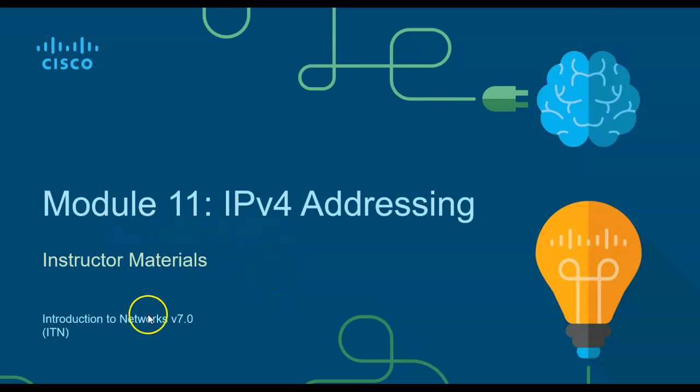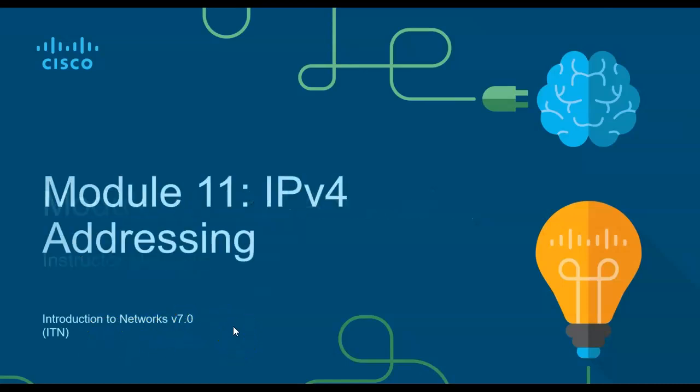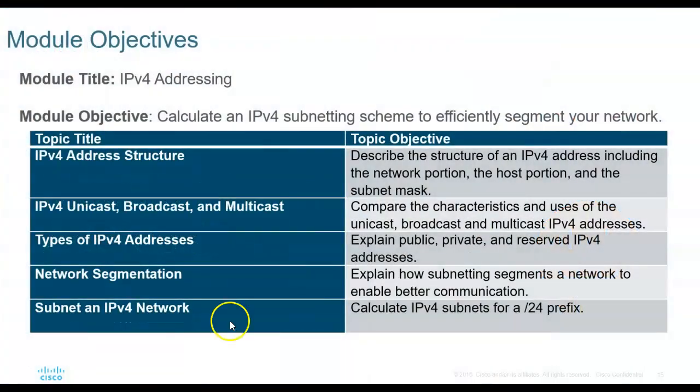It's Module 11 in the Introduction to Networks version 7 Cisco Networking Academy curriculum. And we will be talking about the address structure of an IPv4 address. So we've got network host portion and subnet mask. We're going to talk about the differences between unicast, broadcast, and multicast. We're going to talk about all the different types of IPv4 addresses, public, private, and so on. Then we'll talk about network segmentation. And then in a whole separate video, we'll talk about subnetting an IPv4 network.